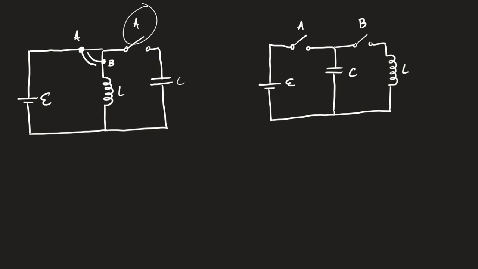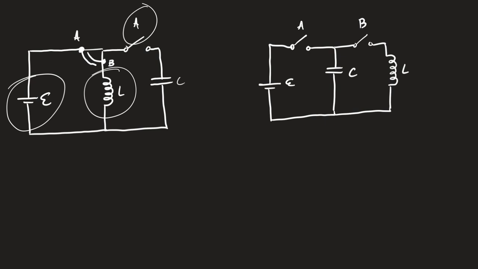On the make before break side, I can slide my make before break switch from A to B right after I close switch A. That means that I am removing the EMF from the circuit and beginning a circuit where all of the energy is in the inductor.